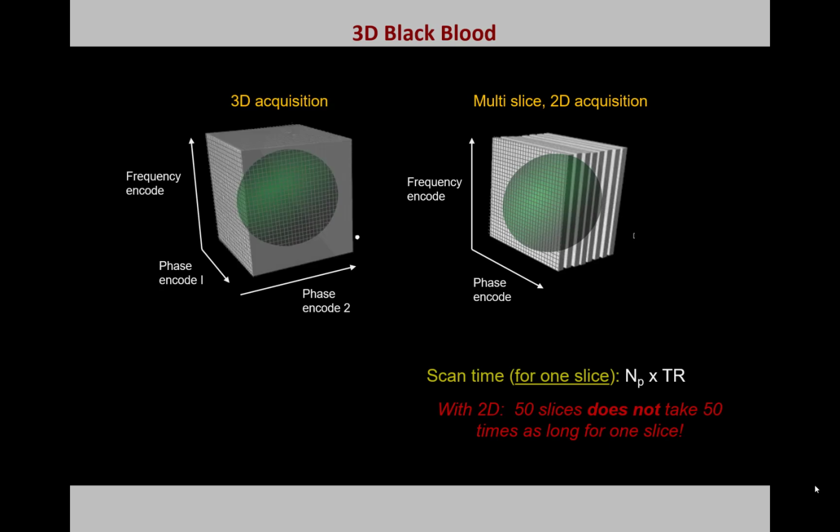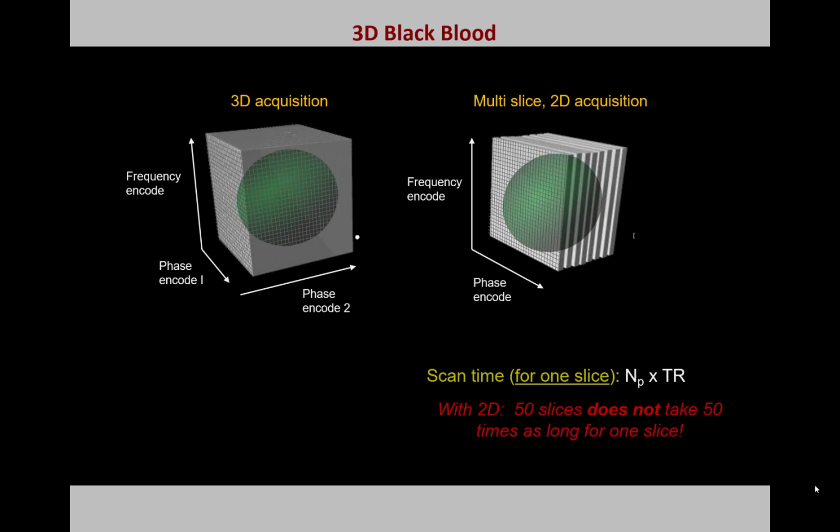The other approach to imaging a volume is to use a 3D acquisition. In that case, we have a frequency encode and two phase encodes. One phase encode as before, and the other phase encode in the slice direction. And instead of multiple 2D K-spaces for every slice, we now have one 3D K-space for the entire volume.